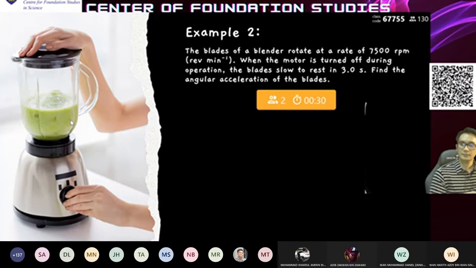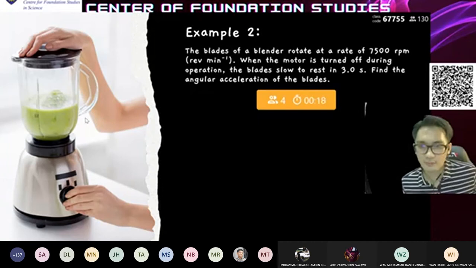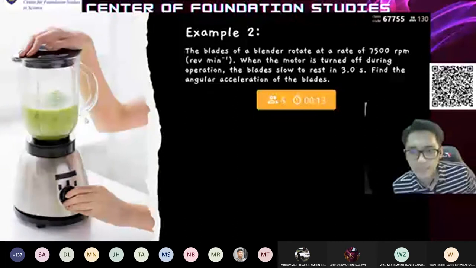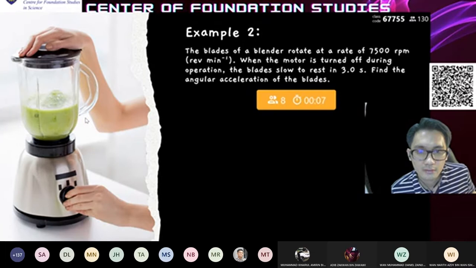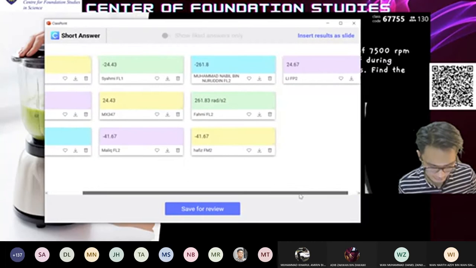Okay, so Zahran dah jawab, Alif Zarfan dari FL3, lagi? Masih lagi takut-takut nak jawab. -4.36, okay, 24.43. Nanti kita tengok, where did you go wrong? Okay, so you learn from that. 24.43, 41.67, Nabil from FL2, 261.83 dari FL2. Ada yang negatif, ada yang positif. Alright, so kita tengok your friends punya answer. Ada yang 24, memang varies, saya tengok. So maybe ada kesilapan, kita tengok dia punya solution. Nabil, negatif 261.8. Okay, jawapan Nabil tu betul, kita tengok.